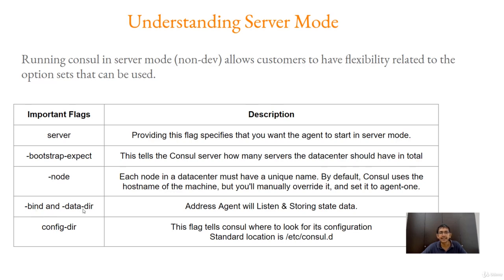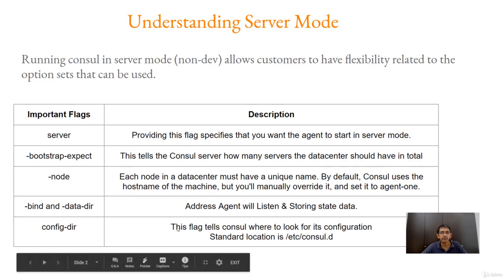The bind and the data-dir are something that we already know. Now, since this is a server mode for production, it is important to store the state data and other important information, so you will be using data-dir here as well. And the last one is the config-dir, where you tell Consul where to look for the configuration, and the standard location for configuration is considered to be /etc/consul.d.